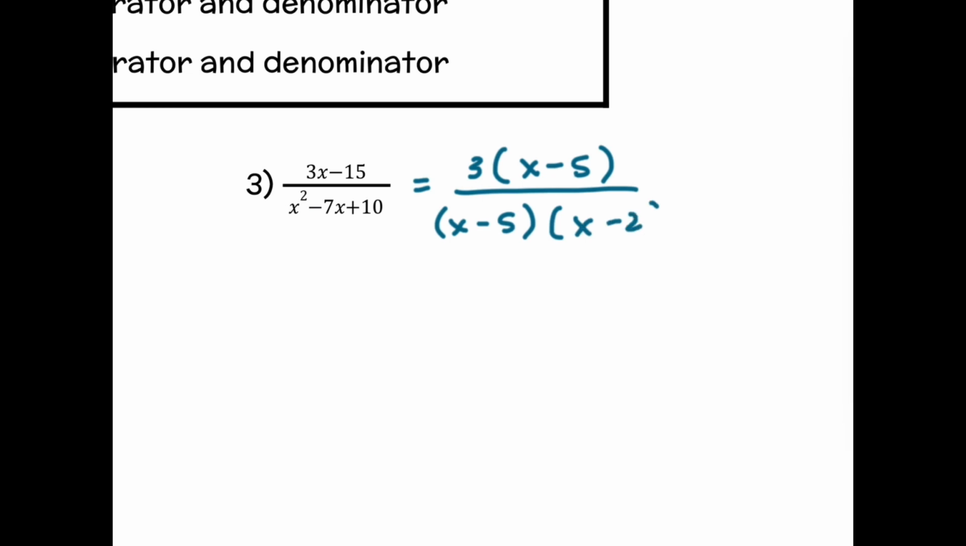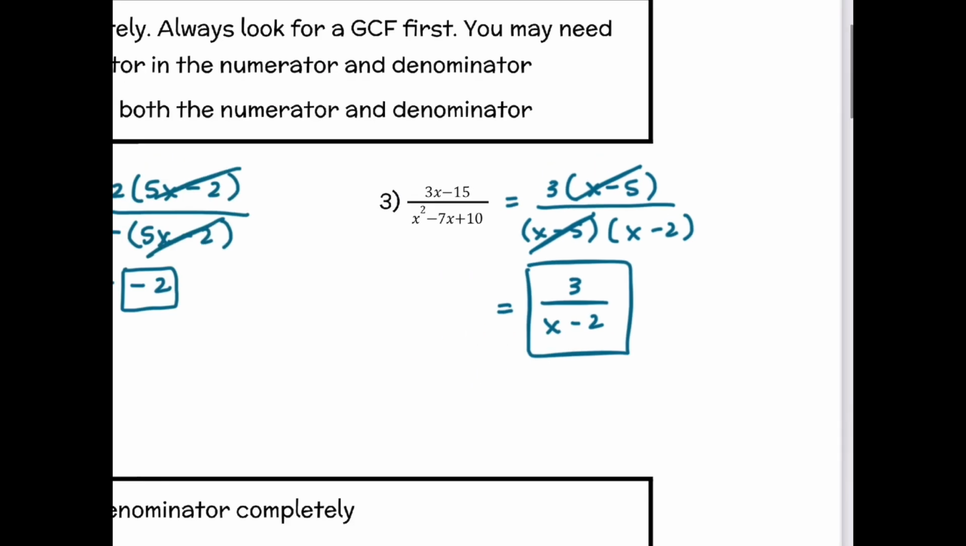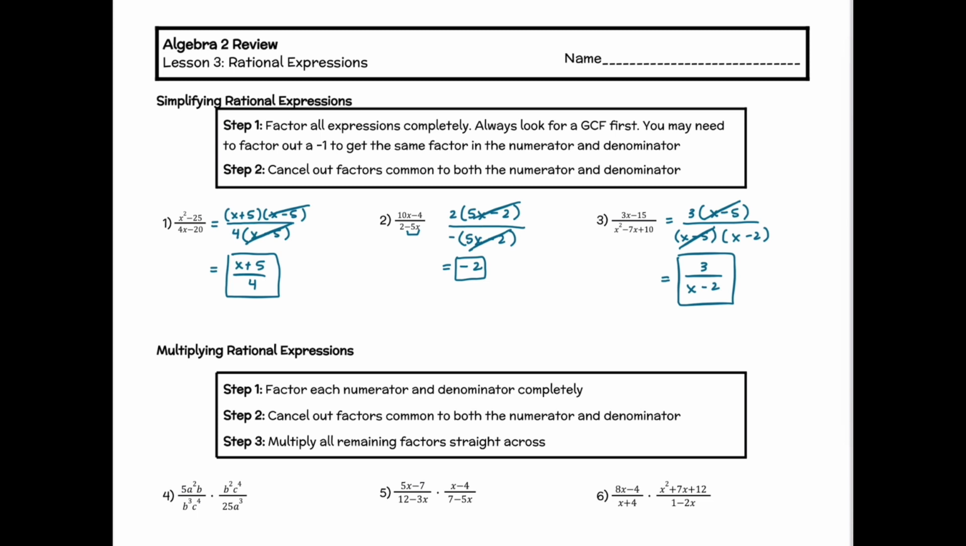All right, and then for the next one, we have 3x minus 15 on the top. Our GCF would be 3, so 3 times x minus 5 over, and then we need to factor the bottom, so figure out what multiplies to 10 and adds to negative 7. It'd be x minus 5, x minus 2. Again, our x minus 5's cancel, so we're just left with 3 over x minus 2. We're going to do some more examples with simplifying because it is part of all the rest of this page too.